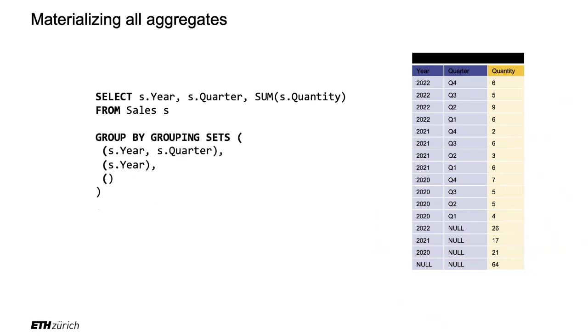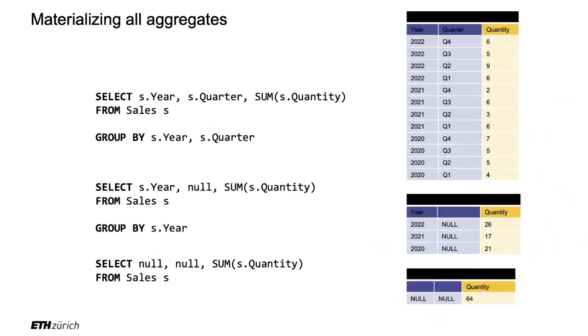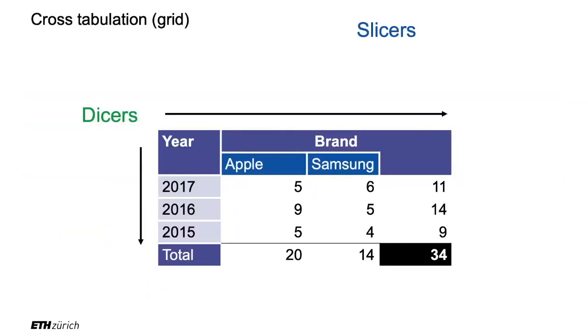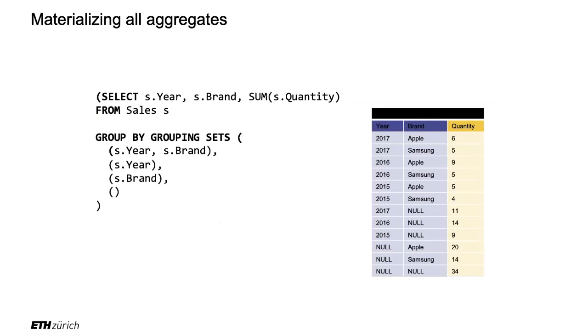I can use grouping sets, right? Year, quarter, year. But you probably realize that that's not a cube here. Do you see the difference with what we've seen before? Here we have year, quarter, then year, then nothing. What did we have before when we were doing it on multiple dimensions? We had year, brand, then year, then brand, and then nothing. So this was a cube, right?